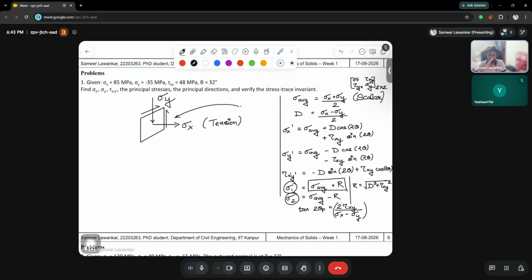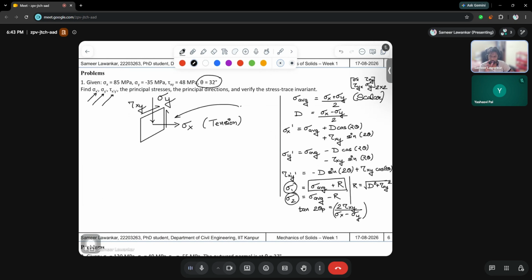Shear stress is the stress which acts along the plane, so it is trying to shear it. Tau xy is 48 MPa. Now some theta is also given to us. The question asks us to find the values of stresses sigma x dash, sigma y dash and tau xy dash, acting at some particular angle theta, which is 32 degrees.